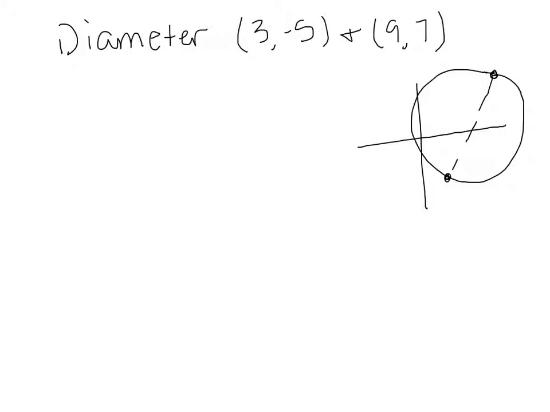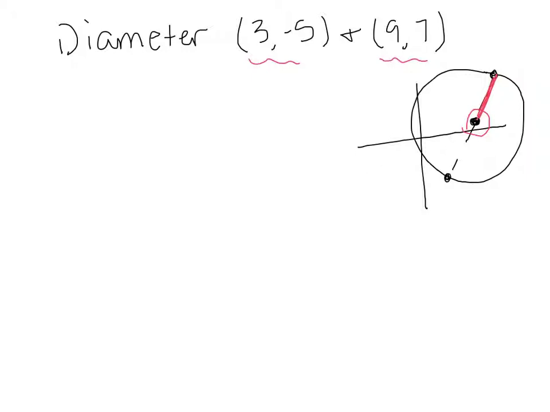Now, if we need to write the equation, we need to find the center and we need to find the radius. So if we look at our picture, it looks like the center is the midpoint of the diameter, and the radius would be the distance from the center to one of those two points. So let's go ahead and find the midpoint of the two points that we're given. The midpoint is just the middle of the x's and the middle of the y's.